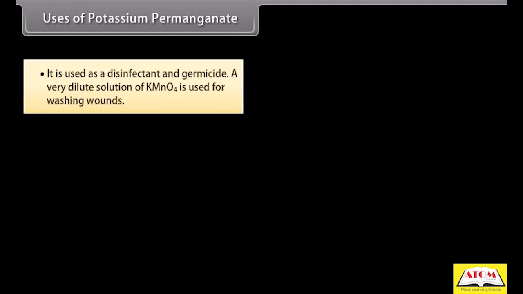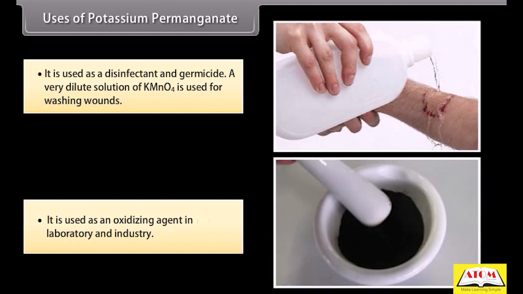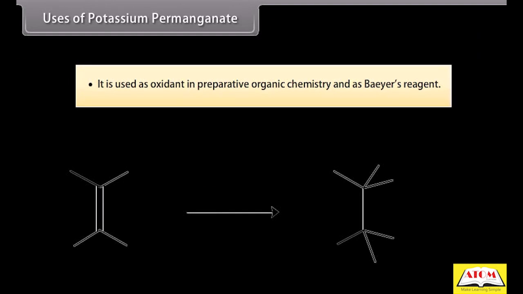Uses of potassium permanganate. The important uses of potassium permanganate are following. It is used as a disinfectant and germicide. A very dilute solution of KMnO4 is used for washing wounds. It is used as an oxidizing agent in laboratory and industry. It is used as oxidant in preparative organic chemistry and as Baeyer's reagent.